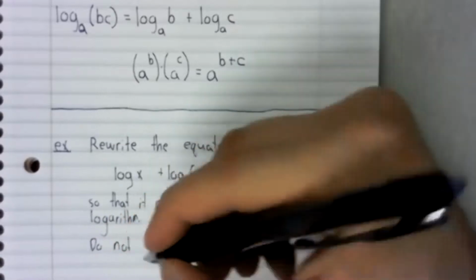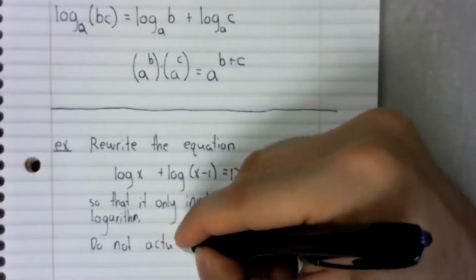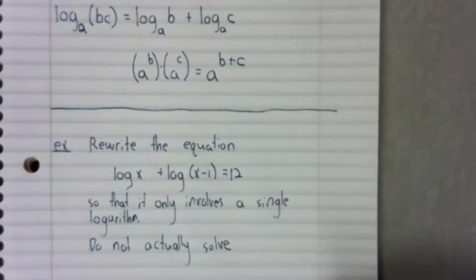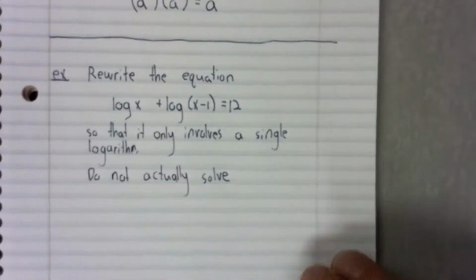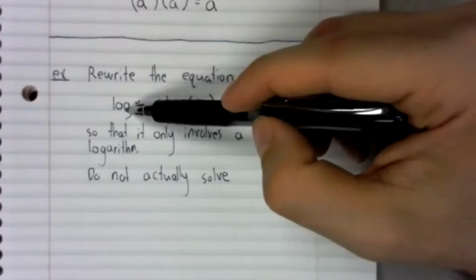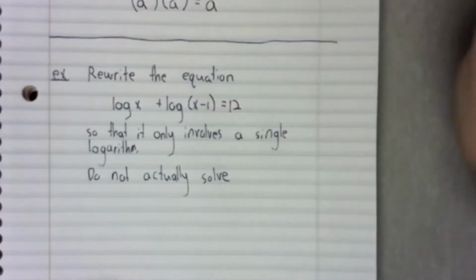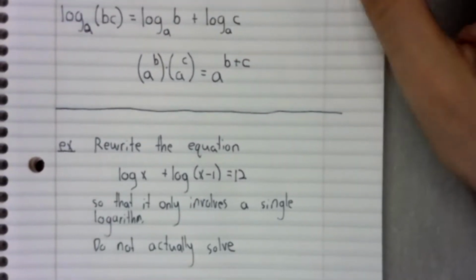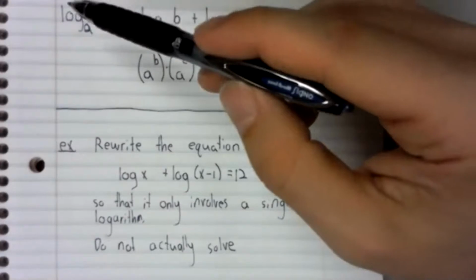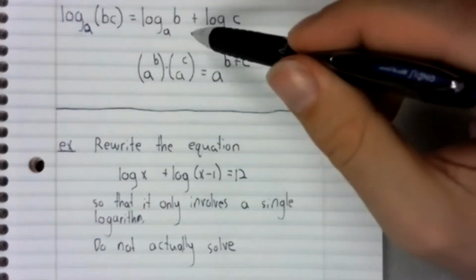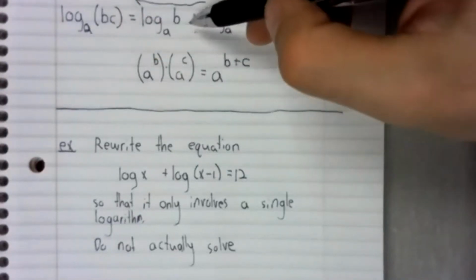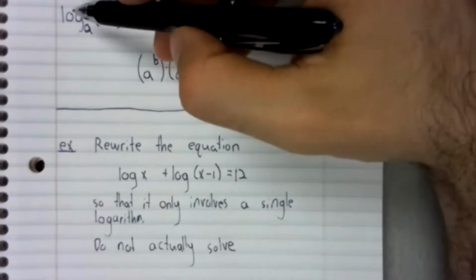We are not actually going to solve the equation at this point in time. We'll simply rewrite it so that instead of having two logarithms, we have one logarithm. And I mean, we're using this rule to do that. Instead of going from left to right, we go from right to left.